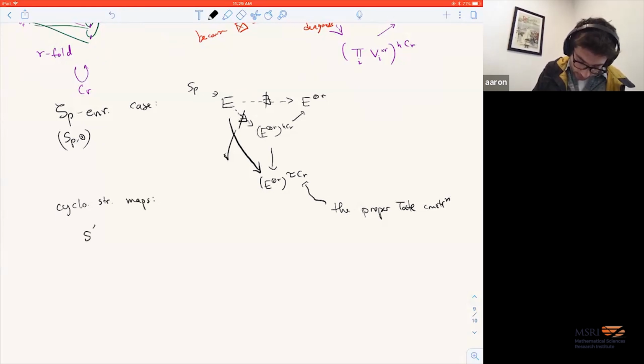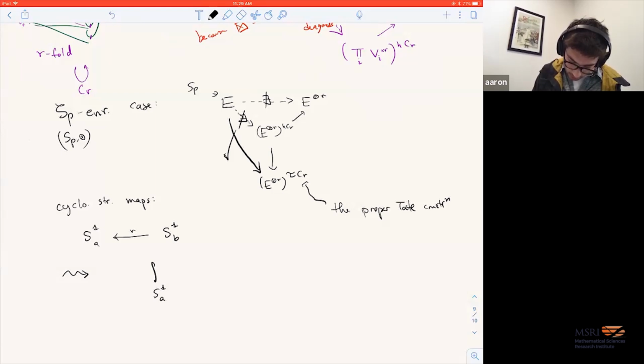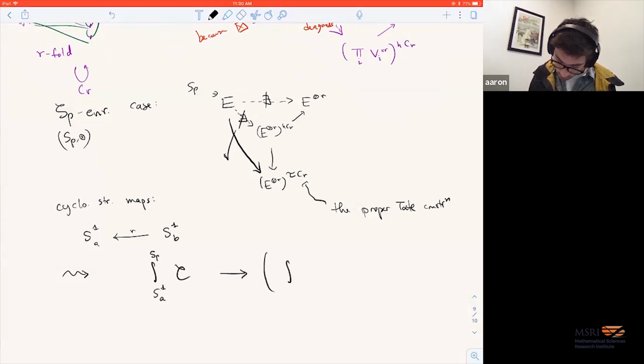So if I have two different circles, I can take the factorization homology over one. This is spectrally enriched. And I get a map to the factorization homology over the other, with this proper Tate construction intervening.